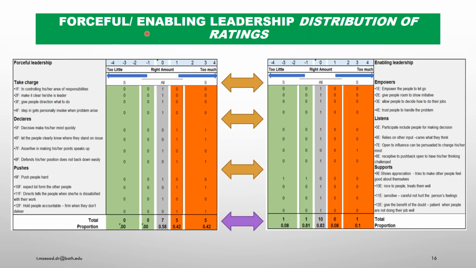Forceful and enabling leadership distribution of the rating. Now I'm going to conclude my presentation. This is my last slide, enabling leadership style and forceful leadership style. Based on the simulation calculation, I stay at 83% on enabling leadership style compared to 58% on forceful leadership style. So I use the right amount of enabling leadership style and stay in the middle compared to my forceful leadership style.